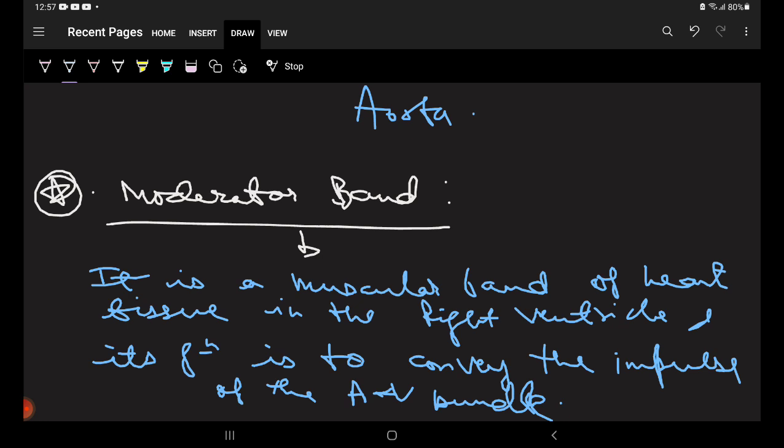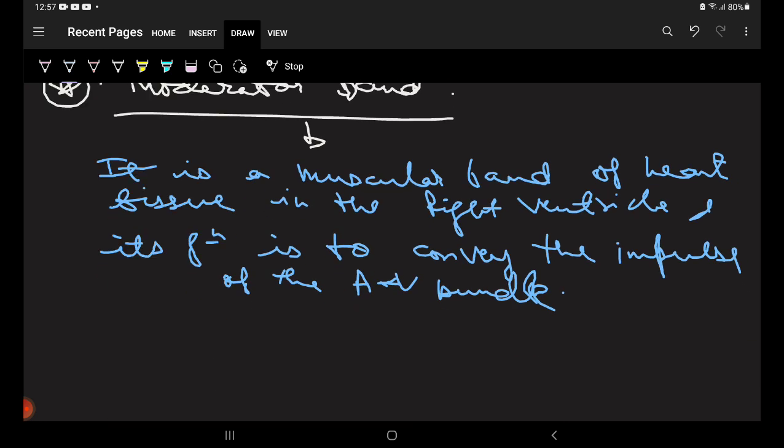Easy. I think one term is left, that is the conus arteriosus. So what is conus arteriosus? It is a triangular muscular area between the right ventricle and pulmonary artery. So that's it for today's lecture. Thank you very much.